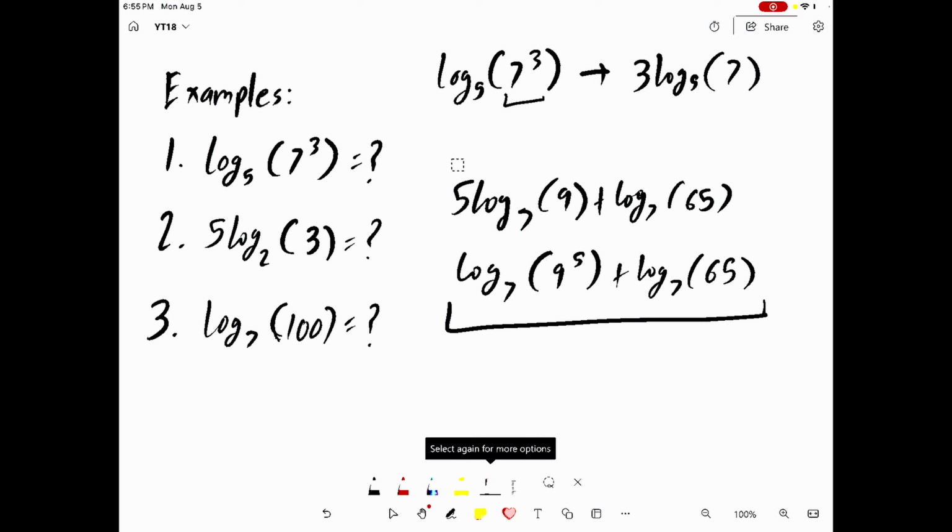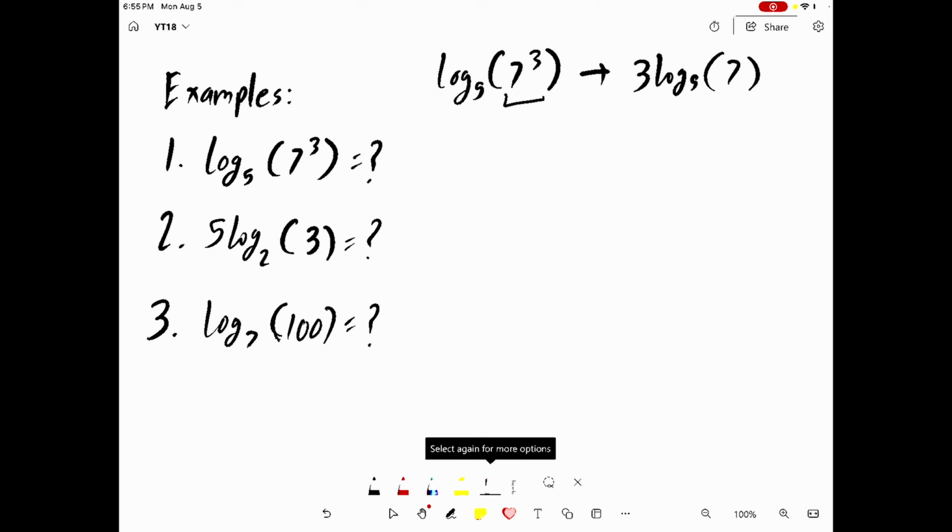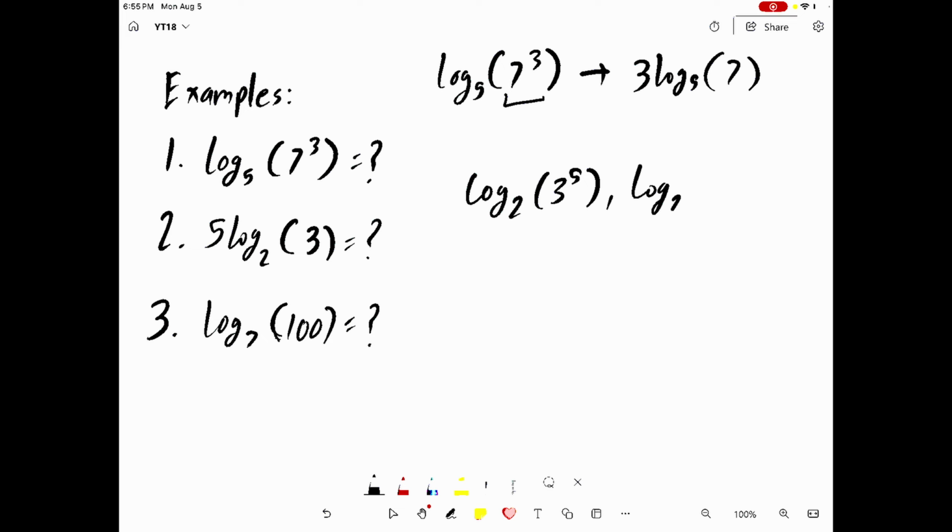So we can simplify it to create an easier equation. That's one application. If we do the actual problem, we will get something like logarithm base 2 of 3 to the power of 5, or we can say logarithm base 2 of 243. Both of them are fine.